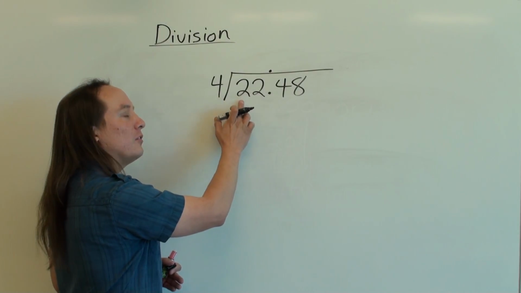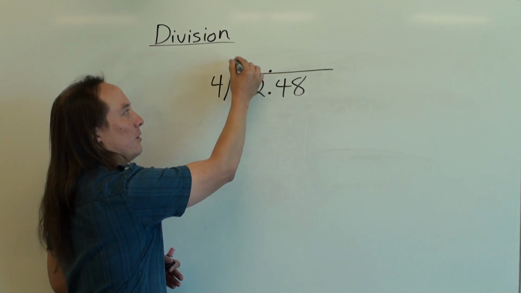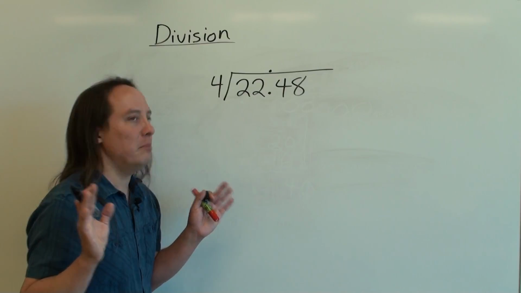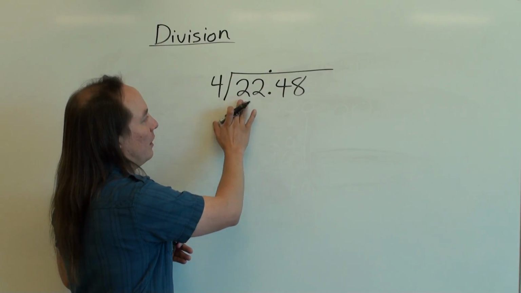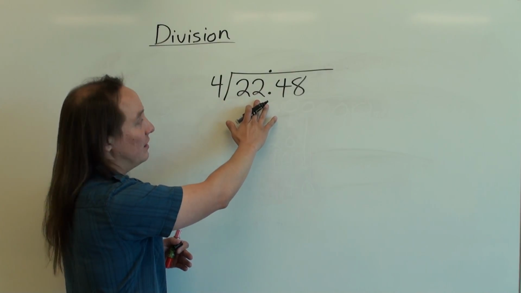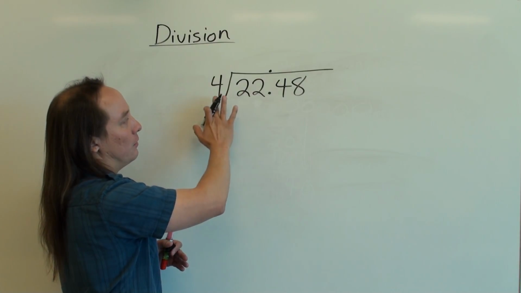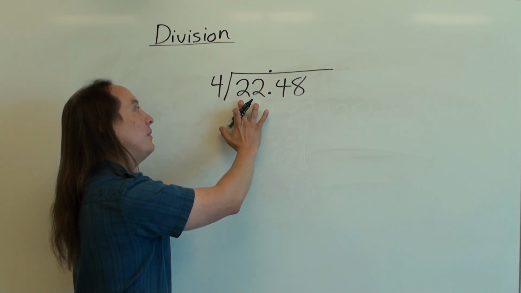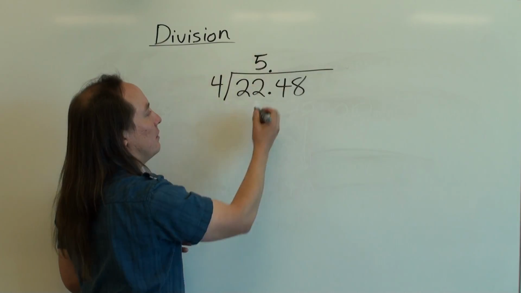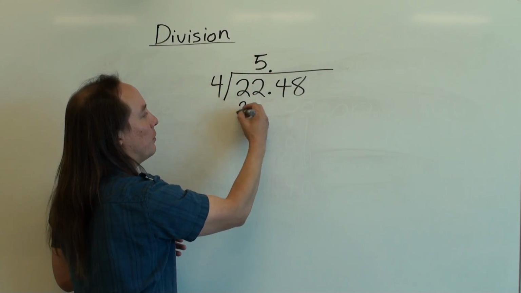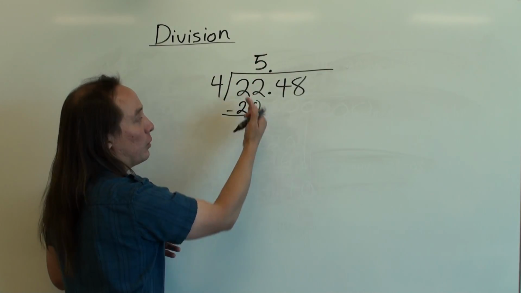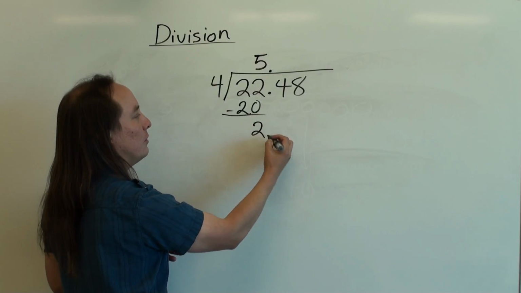So does 4 go into 2? No. You can put a 0. You can say that it fits 0 times. You can, but I'm just going to continue, and I'll go over to the next digit, the next 2. And so now I ask, does 4 go into 22? Yeah, it goes into 22. Goes into it 5 times. 5 times 4 is 20. So 22 minus 20 is 2.